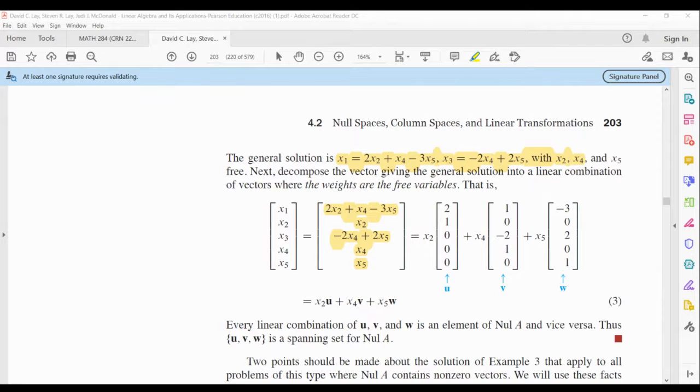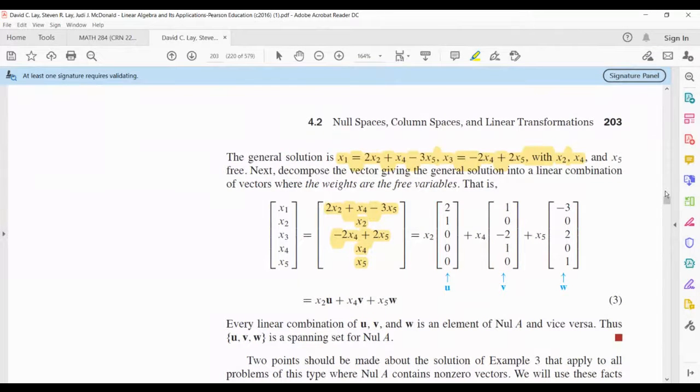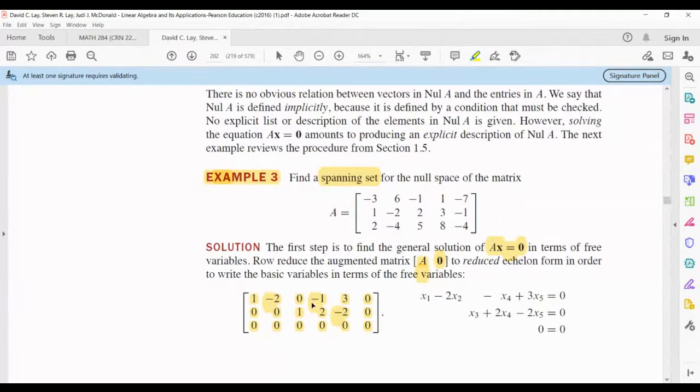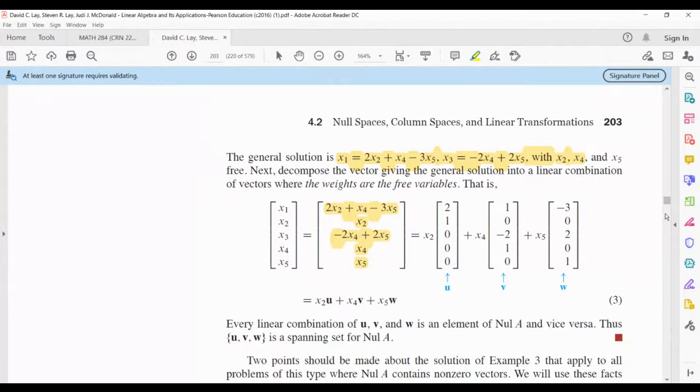You're right. So class, on example 3, I looked at it too quickly. It is in reduced echelon form. Let me go back here. I apologize. I got that wrong, and thank you, Solomon. This is actually in reduced echelon form. So the augmented matrix A0 is in reduced echelon form, and now you find the vectors in the spanning set for the null space of A.